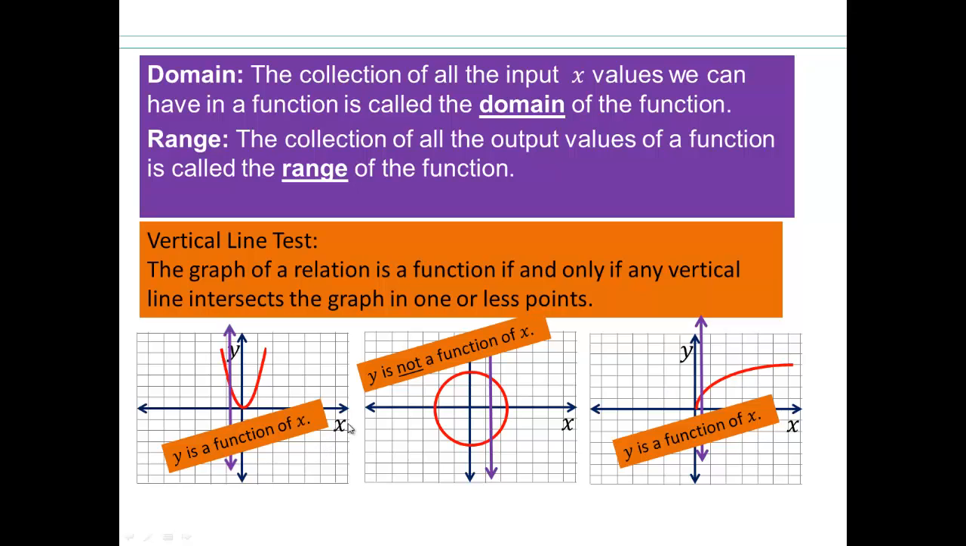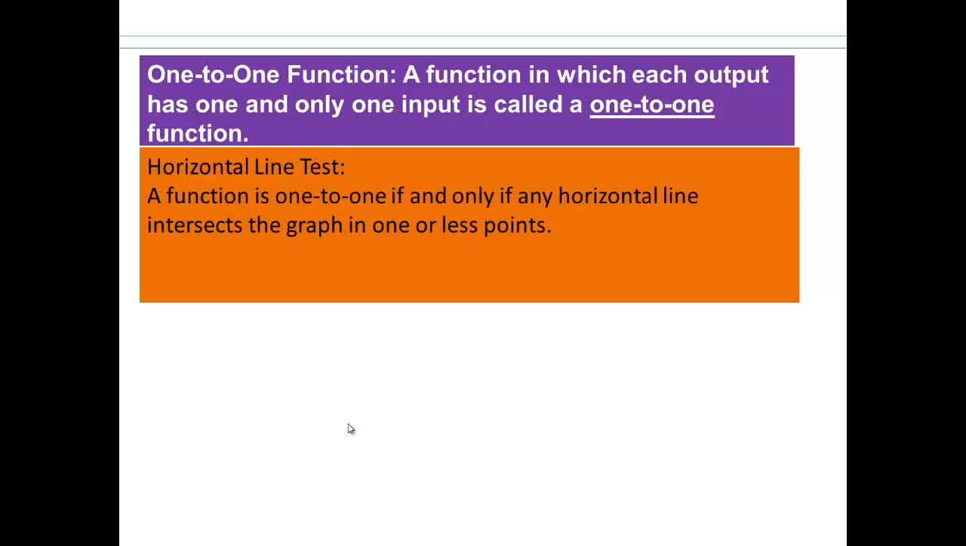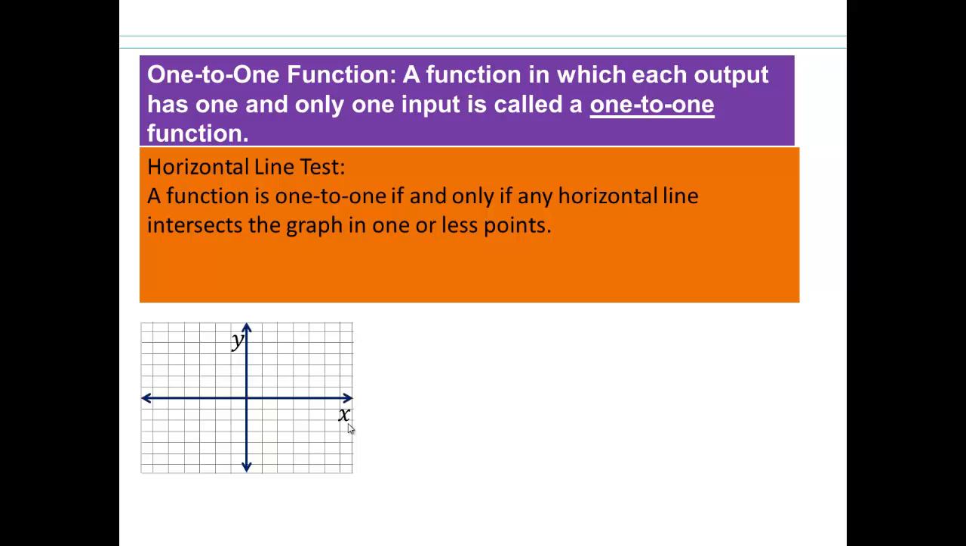So if you reverse the roles of x and y, does it become a function? That's the question we're looking for when we look at one-to-one functions. So in other words, for a function that is one-to-one, each output has only one input. Such a function is called one-to-one. So that means we can look at the horizontal line test. I probably hinted at that when we looked at the x squared graph. So let's take a look.